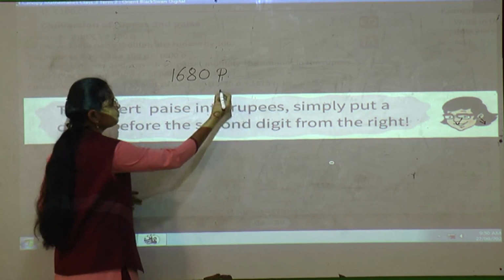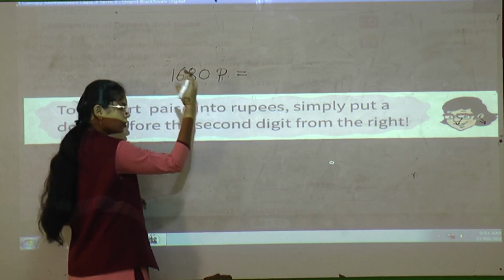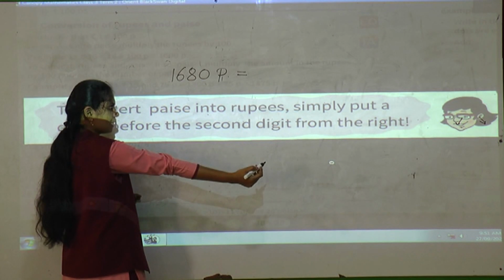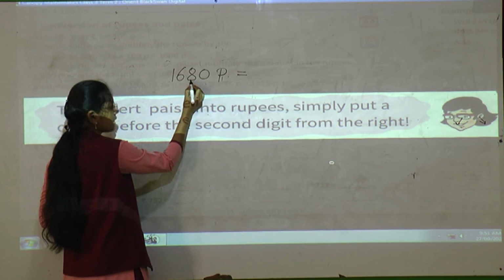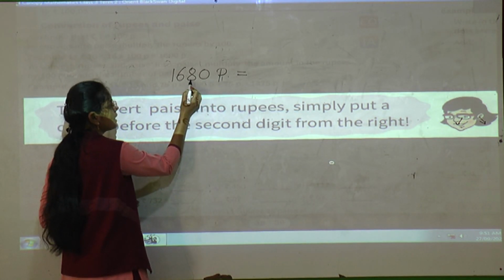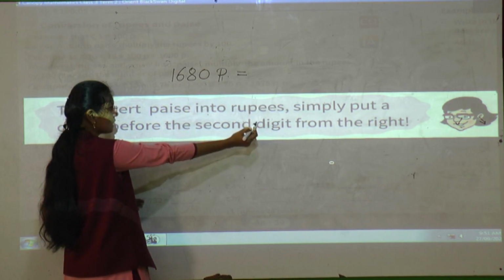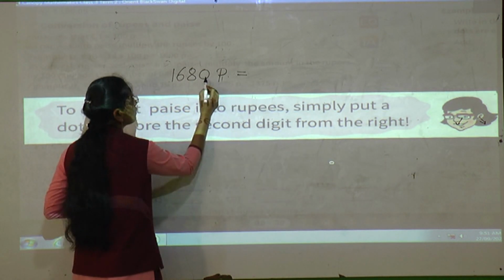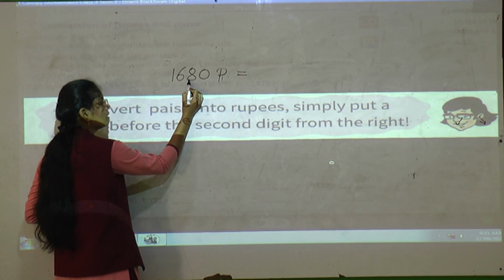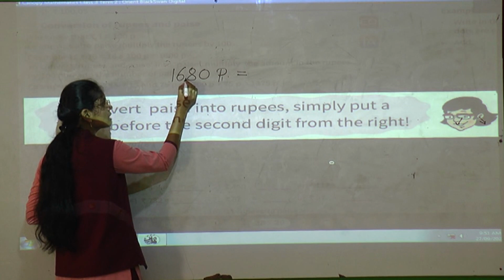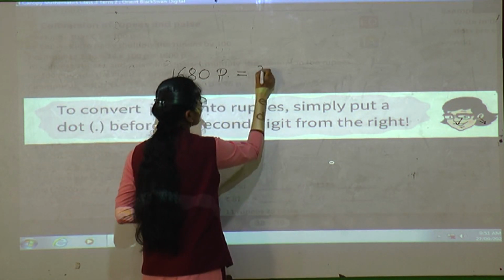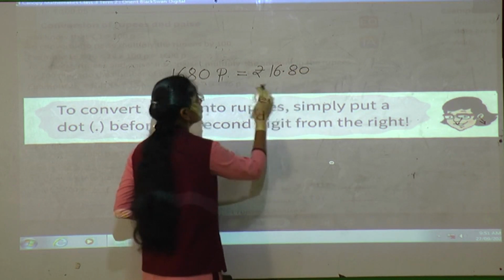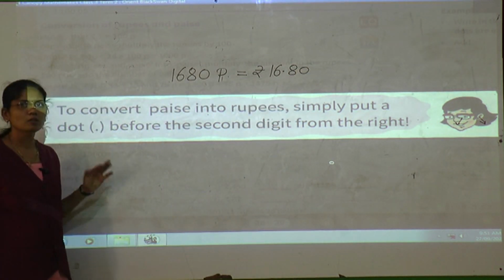Now what you have to do? You have to convert this paise into rupees. From the right side, before the second digit, this is first and this is second. From the right side, this is very important. Before second means here, after 16 you have to give a dot, so it will be converted into rupees.